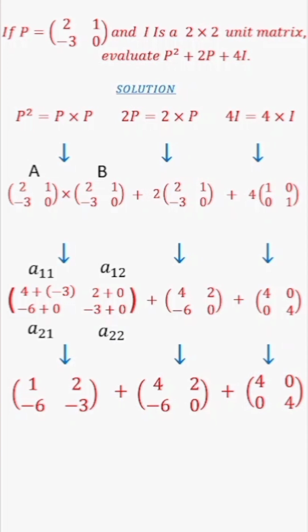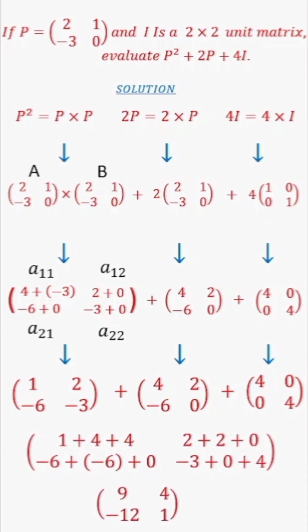Now how do we add? Adding matrices just means you add all your A11s, add all your A12s, add all the corresponding entries. So 1 plus 4 plus 4 gives us 9. 2 plus 2 plus 0 gives us 4. Minus 6 plus minus 6 is the same thing as minus 6 minus 6, which is minus 12, plus 0, which is still minus 12. And minus 3 plus 0 is minus 3. Minus 3 plus 4 is positive, so we are going to have 1.